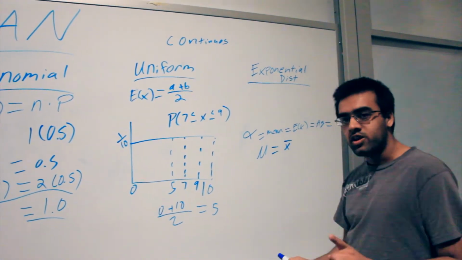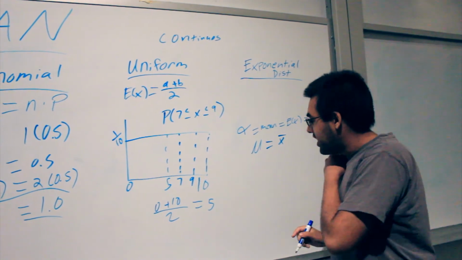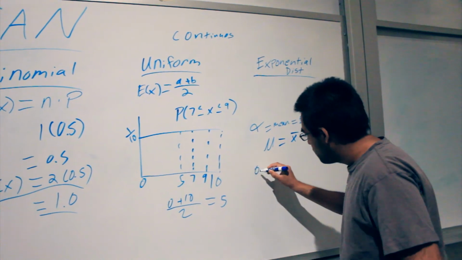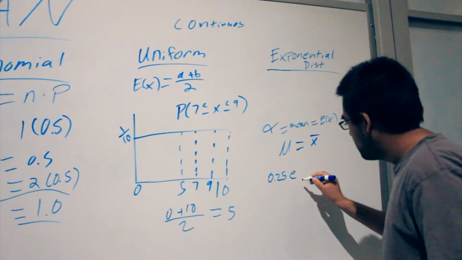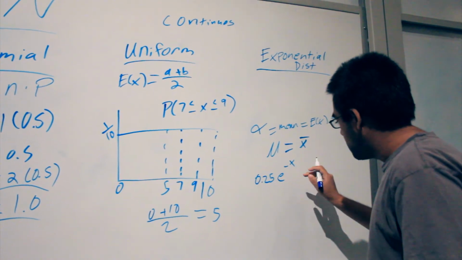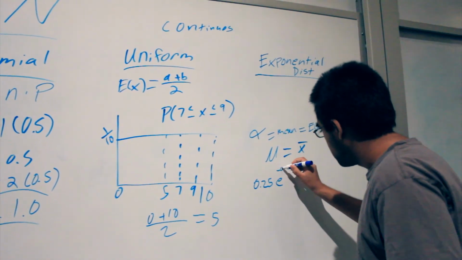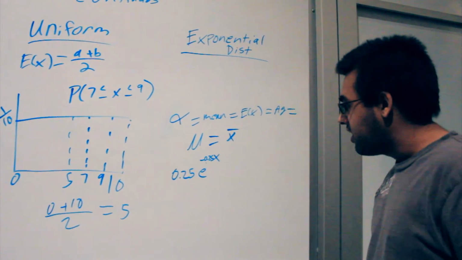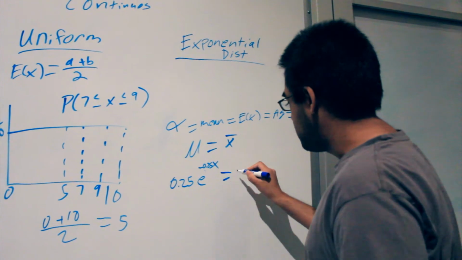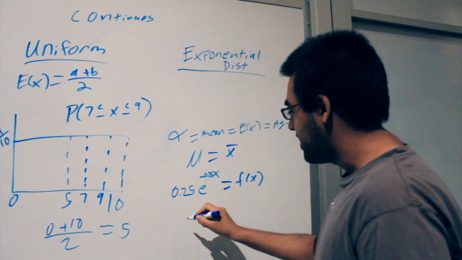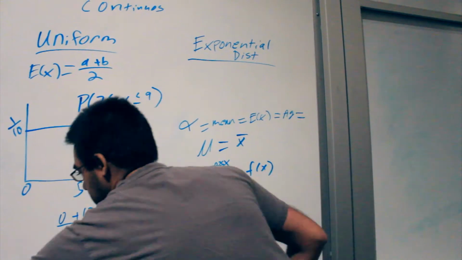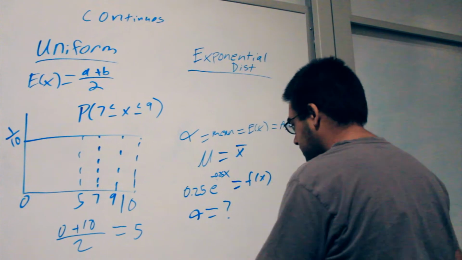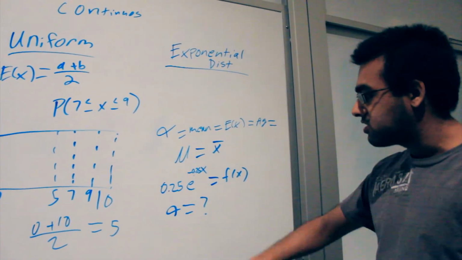But there is one trick that they can do with exponential random variables, and here's that real trick right there. So let's say you have 0.25 e to the negative 0.25, sorry, x. So what if you're presented with a situation like that, and this is all they give you, and they tell you that that's little f of x, and they're asking you, what is alpha? So alpha equals question mark. This is the only information they give you, and they're asking you what is alpha.